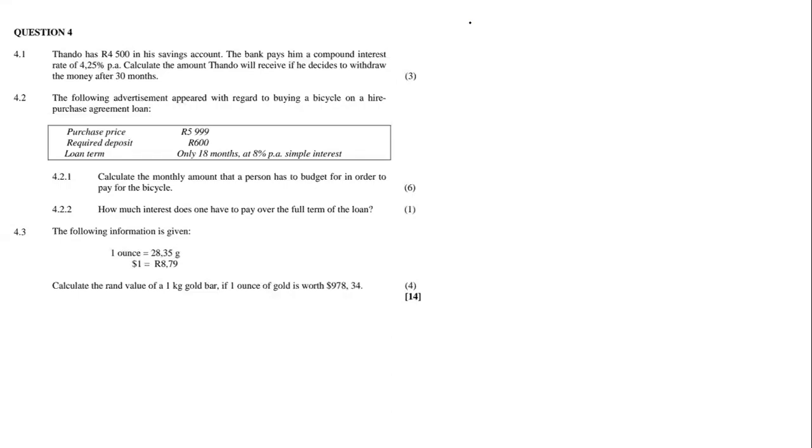So now let us do question number 4, which is financial mathematics. The question reads as follows. It says to us, Tando has 4,500 in his savings account. The bank pays him a compound interest rate of 4.25% per annum. Calculate the amount Tando will receive if he decides to withdraw money after 30 months.